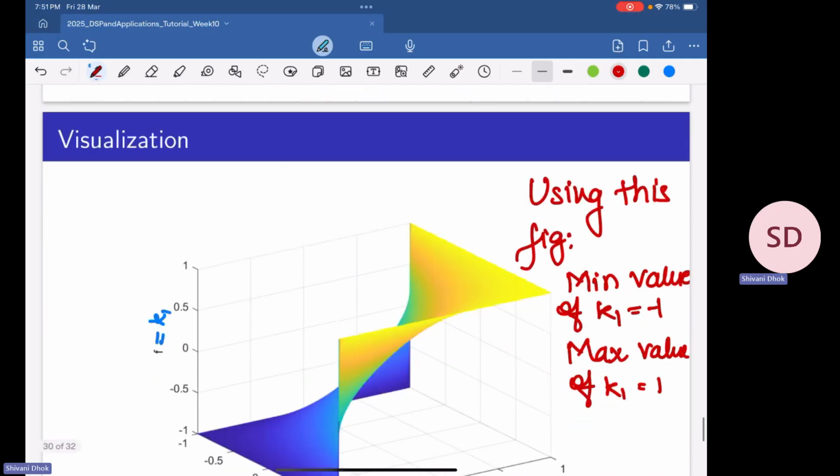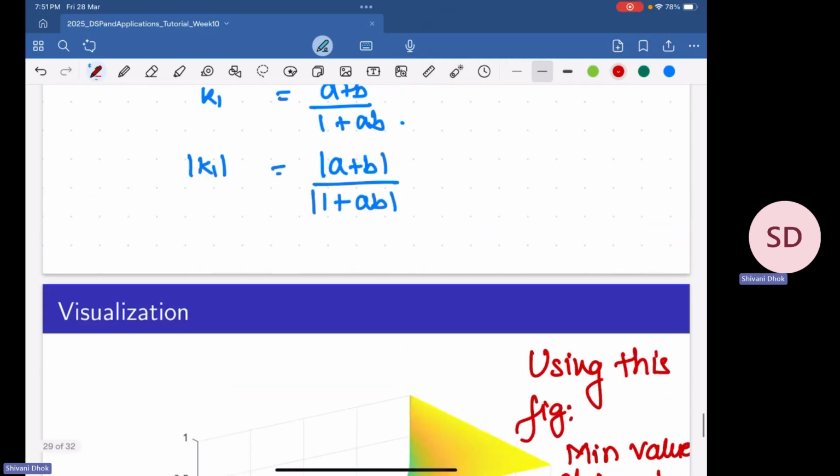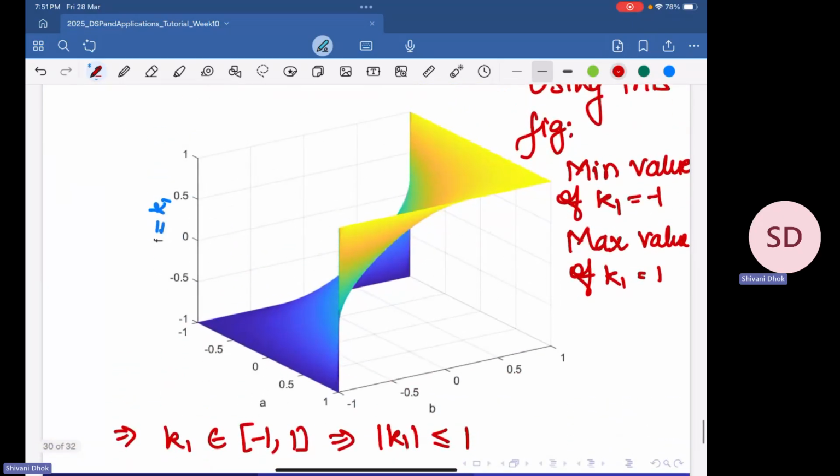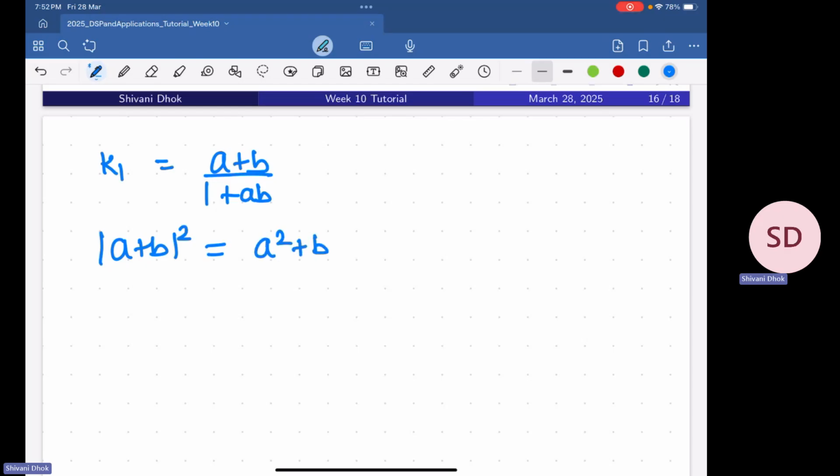Is it clear? Let us try to do it in different ways. Let me just take this. So we have this K1 as (a plus b) upon (1 plus ab). So let me do this. We have the magnitude of a plus b squared is a squared plus b squared plus 2 times ab.